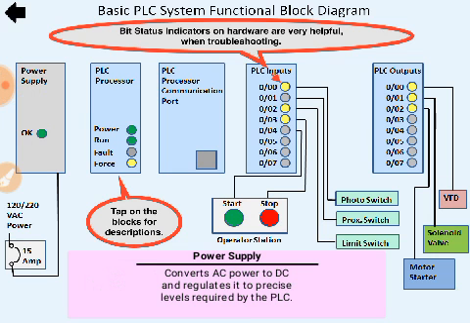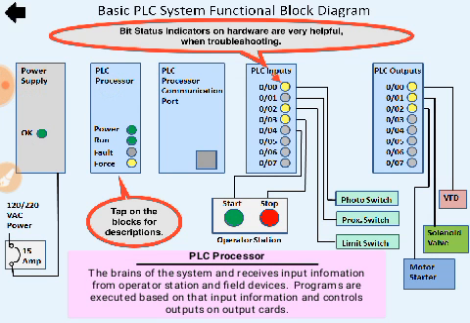Let's go to another block diagram, the one of the PLC processor. It says it's the brains of the system and receives input information from the operator station and field devices, or switches, sensors, and such things like that. Programs are executed based on that input information and control outputs on output cards.